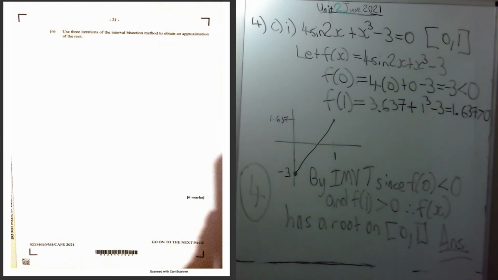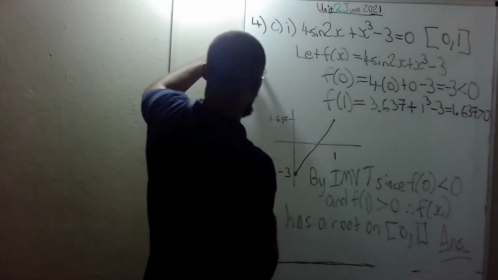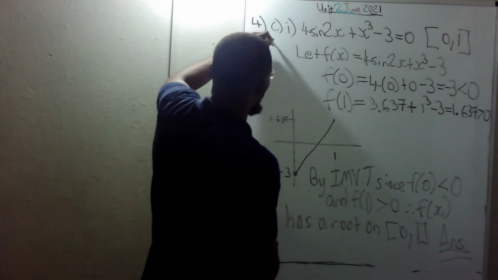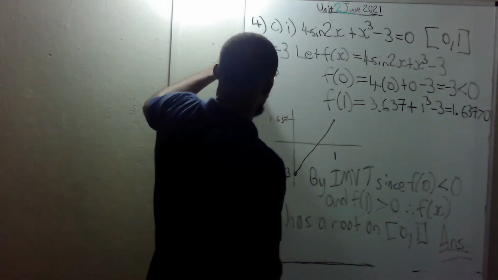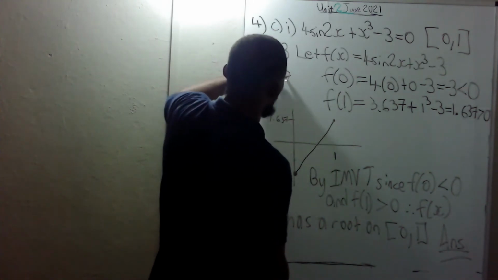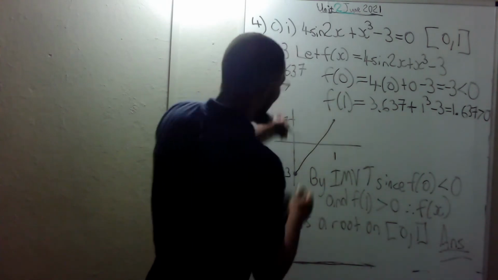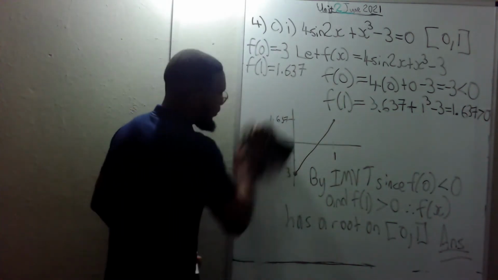Now the next part says, using 3 iterations of the interval bisection, find an appropriate approximation of the root. So we're going to use the bisection method to find the root. Part 1 is done and dusted. Let's just write down what we know. F of 0 is negative 3. F of 1 is 1.637. So we're going to take off from here to do the bisection.